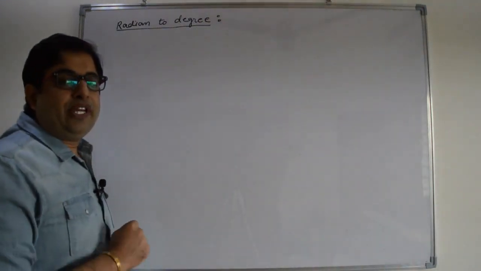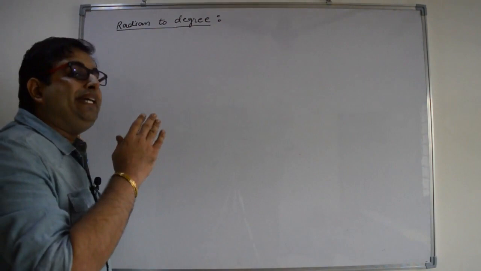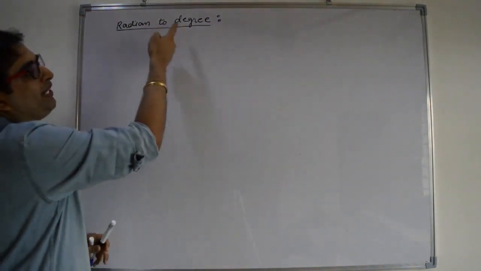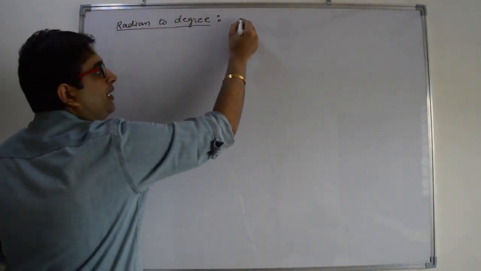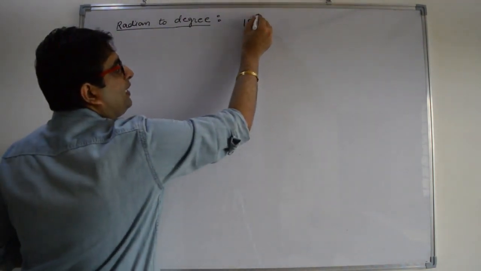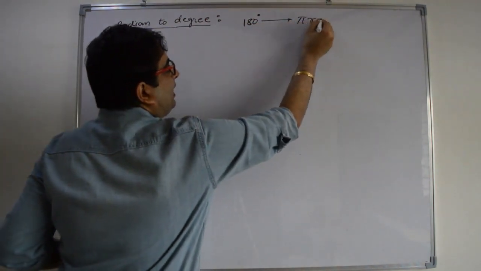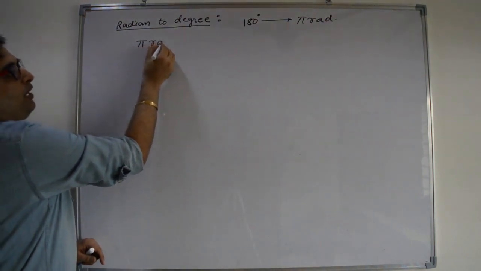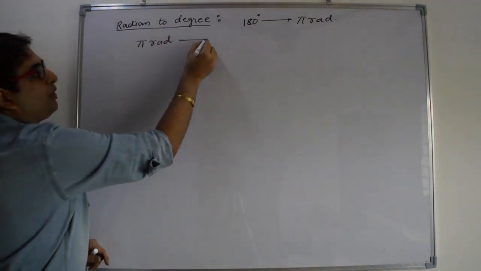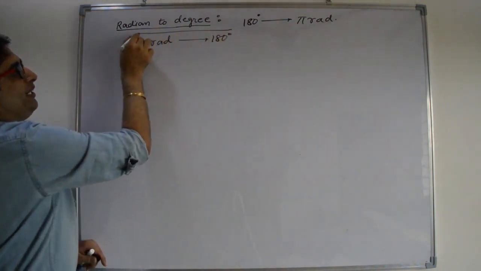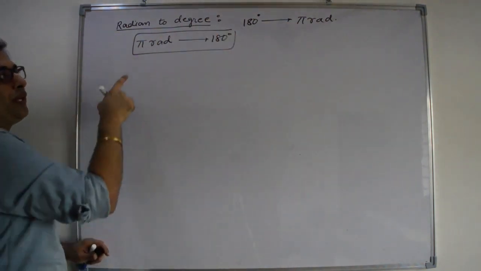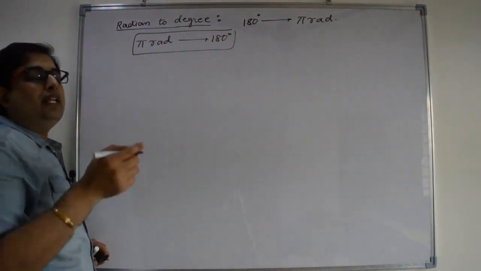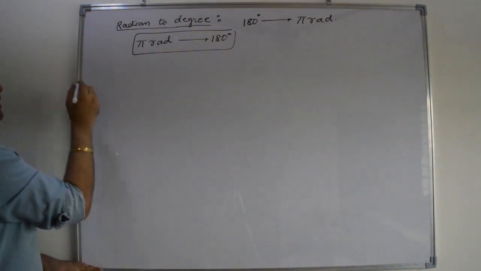In the last point, we have seen how to convert a degree into radian. Now we will see how to convert radian into degree. So let us write the relation. The relation is 180 degree is equal to pi radian. So we can write it in this way also: pi radian is equal to 180 degree. You can directly replace pi with 180 degree if pi is present in the angle. Let us take one example.